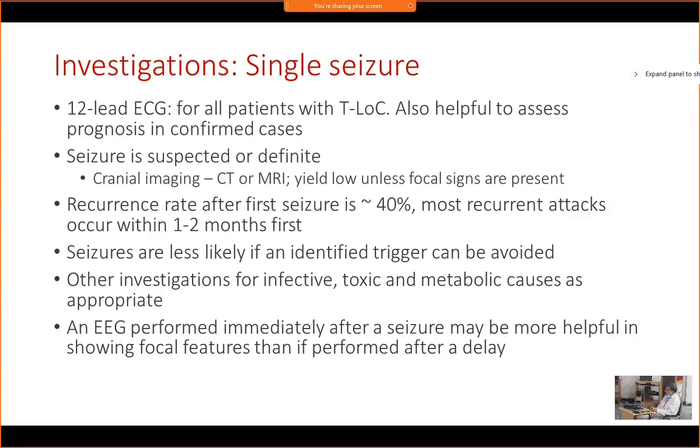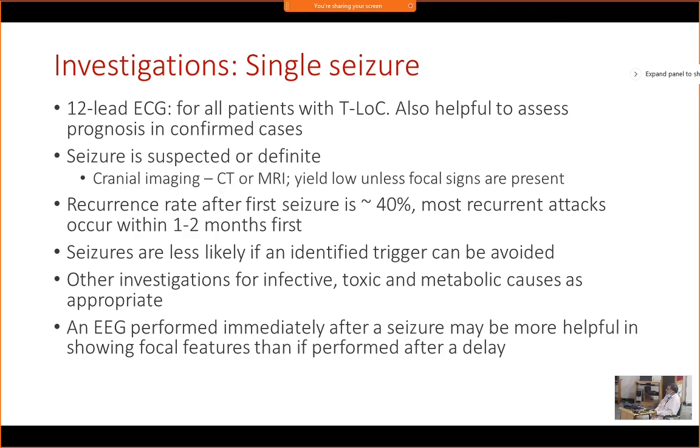Now the investigations. Investigations for any type of seizures and epilepsy, we basically divide them into two groups. One is, what are you going to do to a person who has come with only one episode of seizure? And the other one who has come with two or more unprovoked seizures. So coming with two or more unprovoked seizures is epilepsy. Coming with a single seizure may not be epilepsy at all. So what are the things that you should do in these particular people?